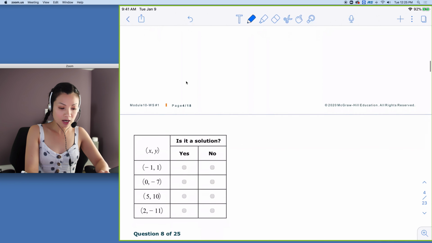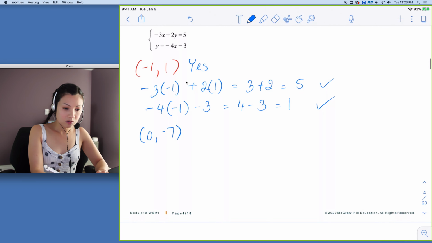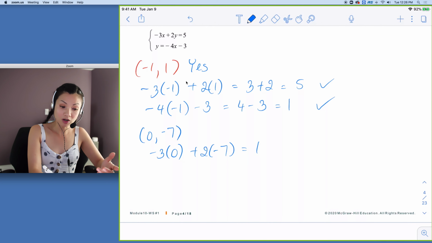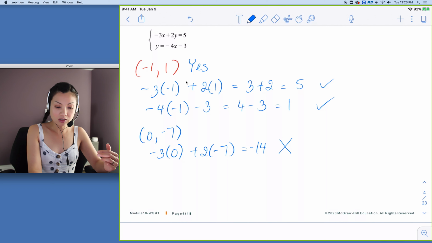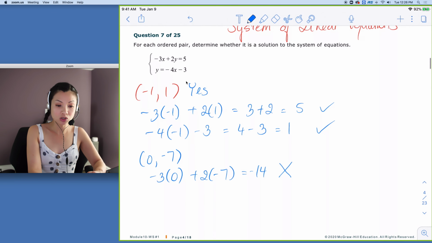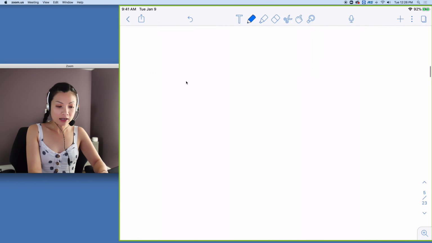Now let's try (0, -7). If I plug in 0 for x, 2 times -7, I end up with 14. I'm sorry, -14. Now you can see that is not 5. So this is not right. And then you can just stop right here, because as long as one equation fails, we do not have a solution to the system.